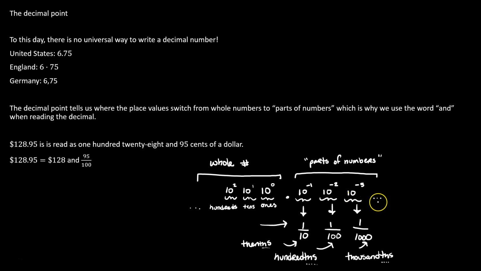If we continued, after 10 to the negative 3, for example, we would be at 10 to the negative 4. We could rewrite that as 1 over 10 to the 4th power, which is actually 10,000. So that place value would be ten thousandths.